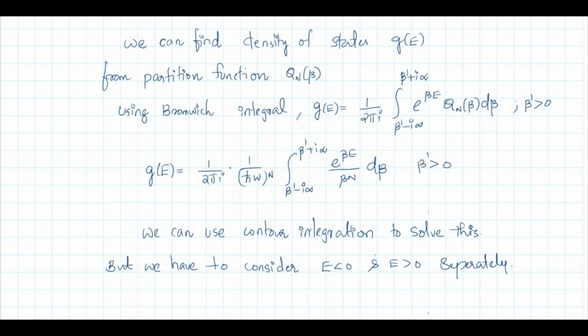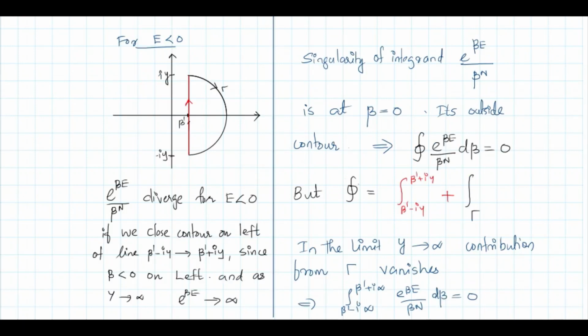And here you substitute for Q_N(β) as (1/(β ħω)) raised to N, and that 1 by (ħω) raised to N you can take outside. The remaining is e raised to βE divided by β raised to N, dβ. We can use contour integration to solve this, but we have to consider the cases for energy less than 0 and greater than 0 separately. So that we will discuss now.